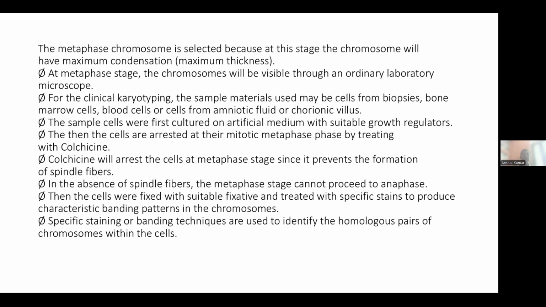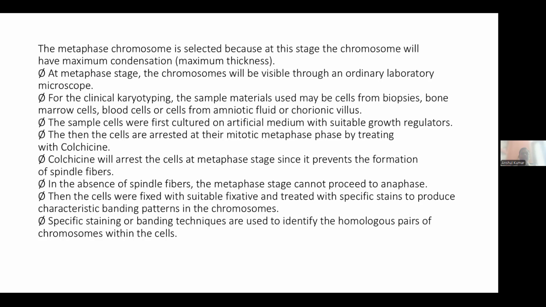For the clinical karyotyping, the sample materials used may be cells from biopsies, bone marrow cells, blood cells, or cells from amniotic fluid or chorionic villus. So these are some of the specimens which can be used in the process of chromosomal karyotyping. The sample cells are first cultured on artificial medium with suitable growth regulators. Then the cells are arrested at their mitotic metaphase phase by treating with colchicine. Colchicine will arrest the cells at metaphase stage since it prevents the formation of spindle fibers. In the absence of spindle fibers, the metaphase stage cannot proceed to anaphase.